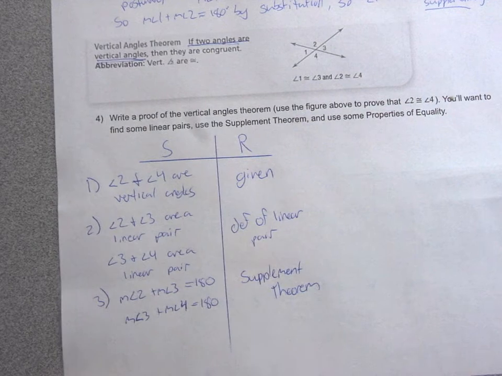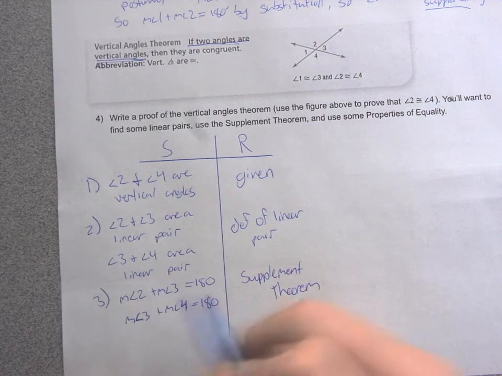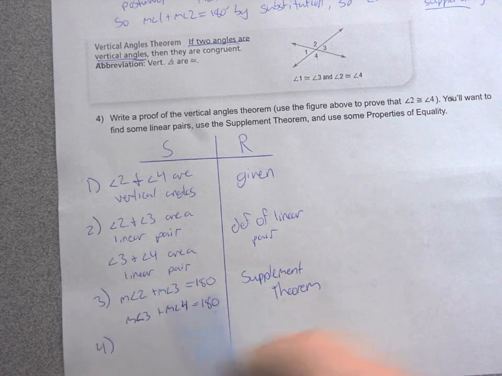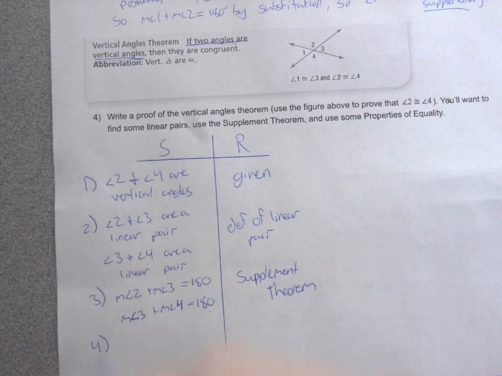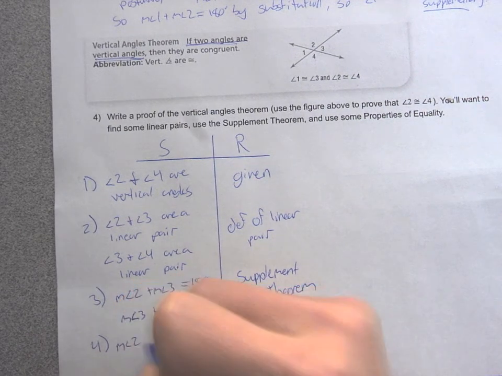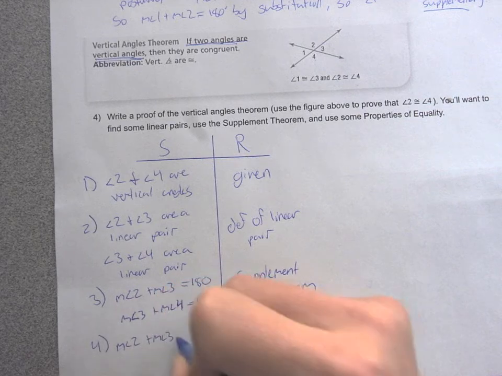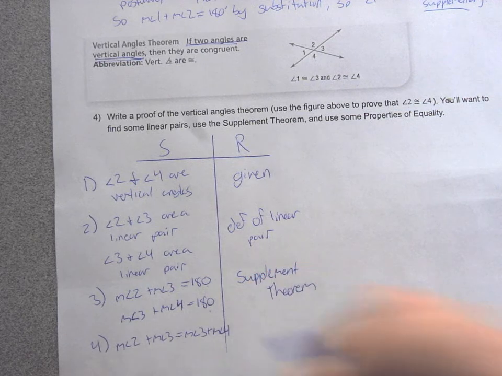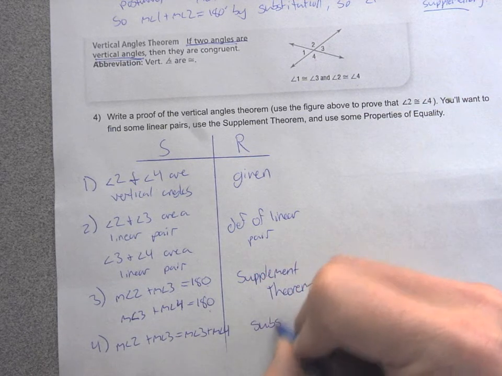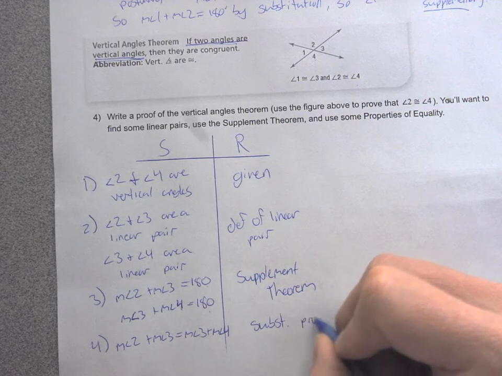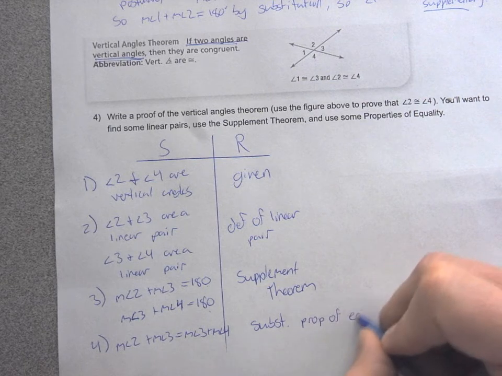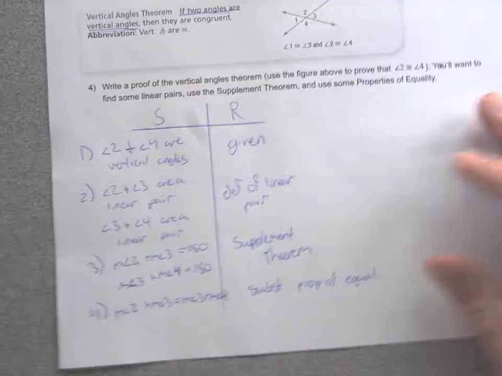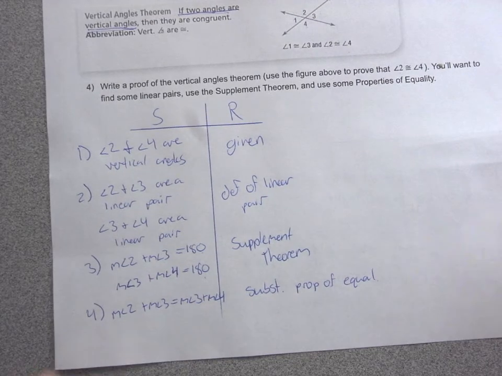Okay, so we're pretty close. These two angles together are equal to 180, and these two angles together are equal to 180. And so since they're both equal to 180, we can use a substitution here. We're going to say the measure of angle 2 plus the measure of angle 3 is equal to the measure of angle 3 plus the measure of angle 4, and that's the substitution property of equality. I'm kind of abbreviating here, but that's okay as long as we get the point across.